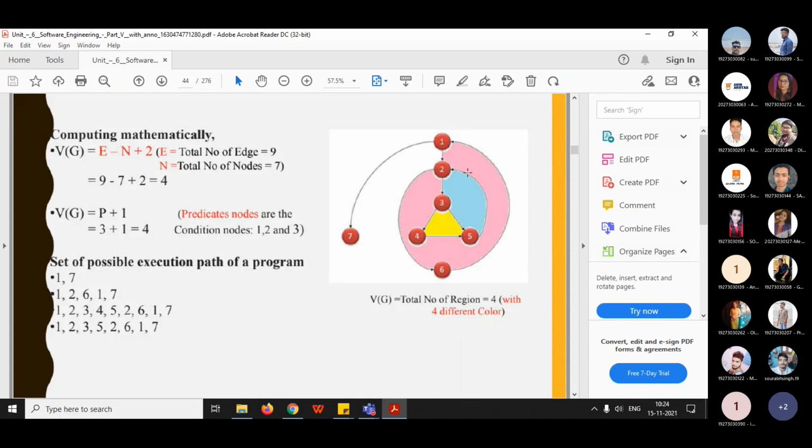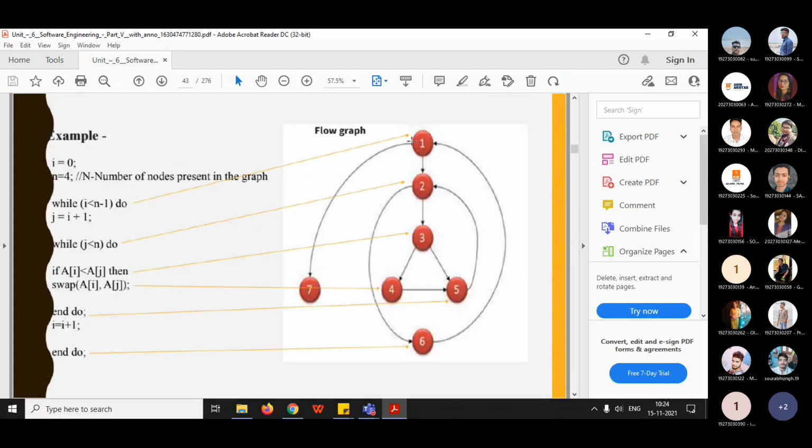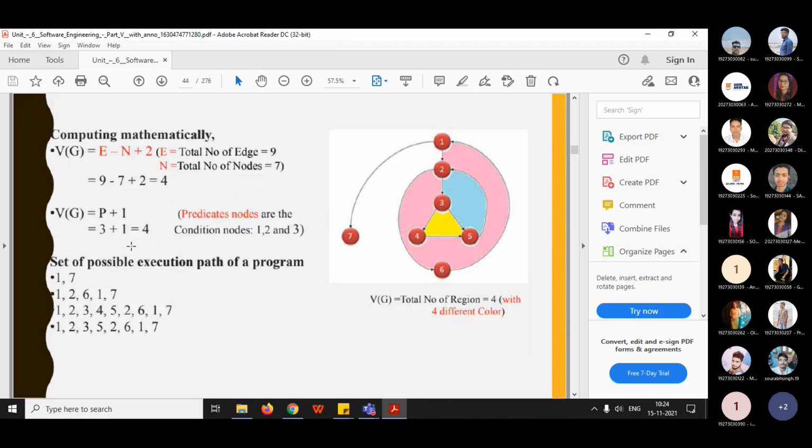See, in one condition, this one node is one condition, that is a while loop. This two number node is another condition, that is another while loop, and three number is another condition, that is an if statement. So all these three are conditional statements. That's why we are seeing here, one is having two outgoing edges, two is also having two outgoing edges, one for true and another for false, and three is also having two outgoing edges, one for true and another one for false.